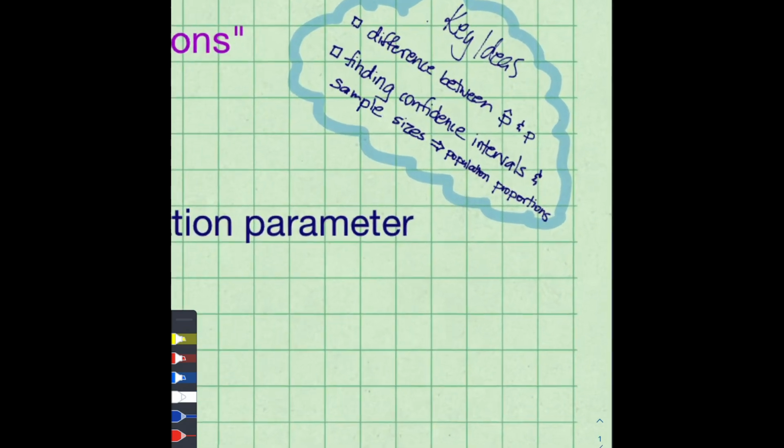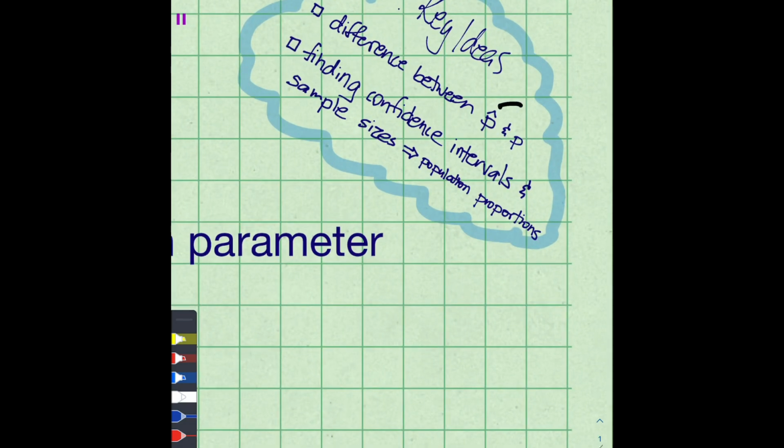All right? So one of the key ideas is we're going to be going back and forth between these two symbols. One of them, this one, is a sample, whereas this guy is the population. And another word we're going to use is how confident are we of my difference between these two guys? Right?